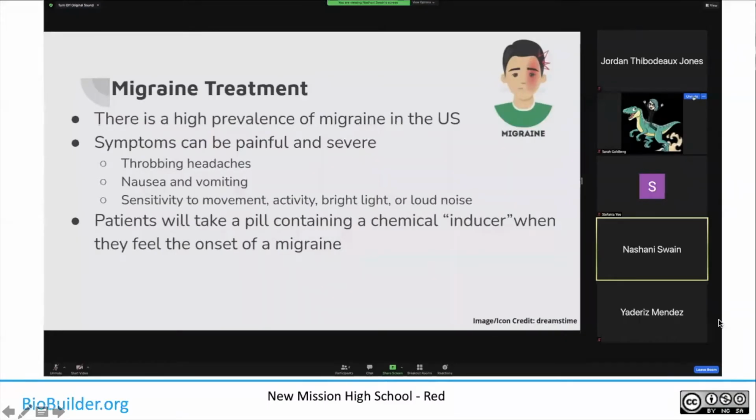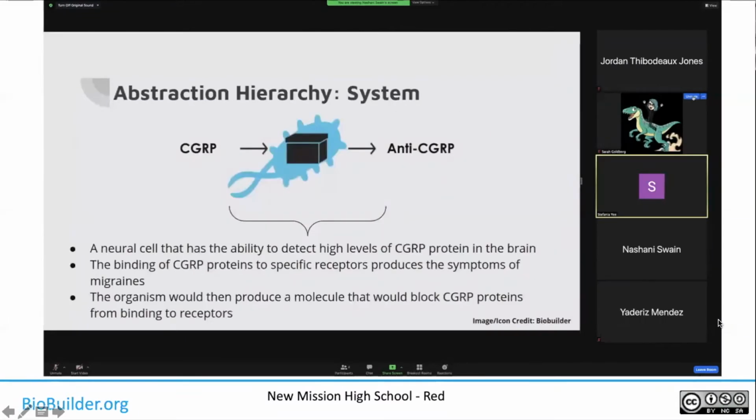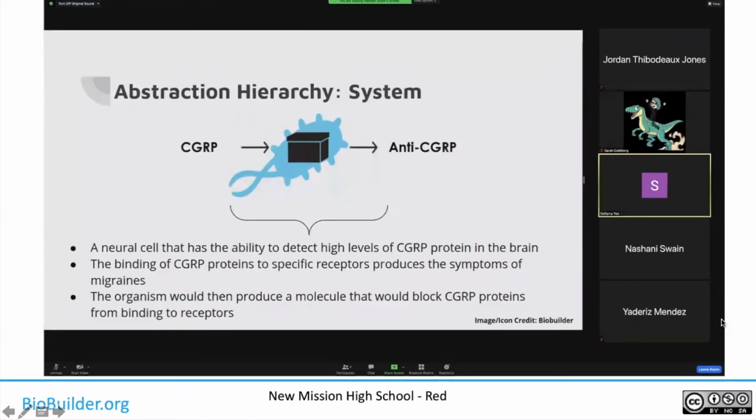Patients will take a pill containing a chemical inducer when they feel the onset of migraine. We want to engineer neurocells that will have the ability to detect high levels of the CGRP protein in the brain. We're focusing on CGRP proteins because they bind to specific receptors in the brain that cause the symptoms of migraine. The organism would then produce a ligand, which is just a molecule that will bind to those receptors and block the CGRP proteins from binding. And that would ultimately stop the symptoms of migraine.